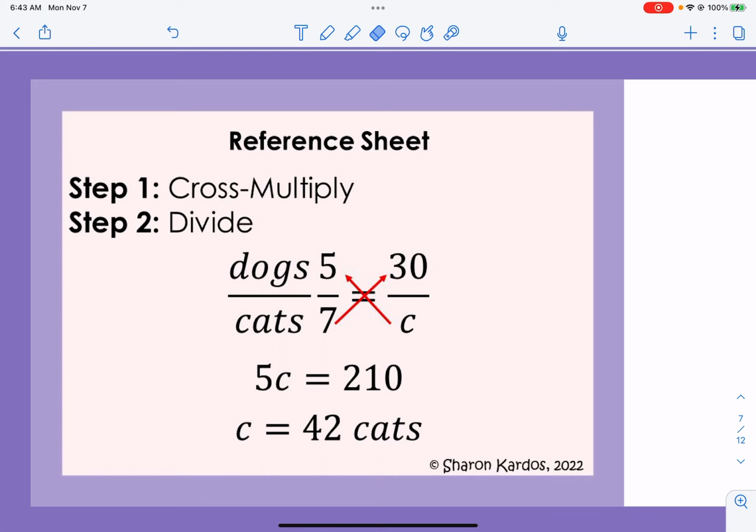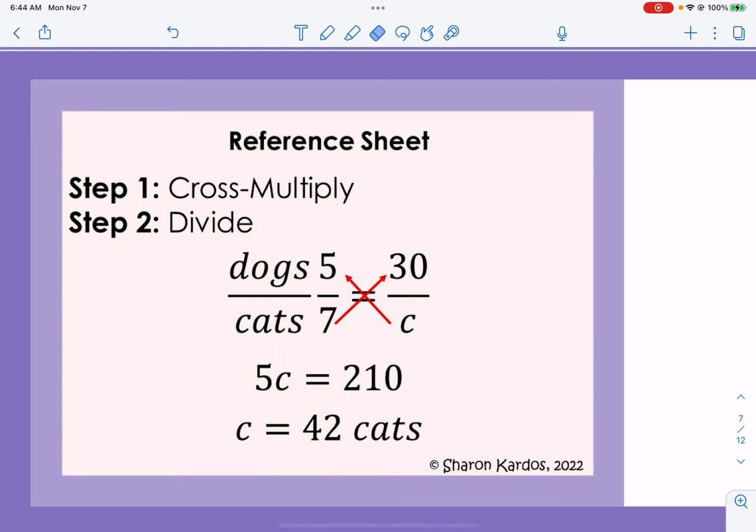So when we cross multiply 5 times C, we just get 5C. And when we cross multiply 7 times 30, we get 210. So that was step 1, cross multiply. And then step 2 is that you're just going to divide. Remember, you're going to put the 210 in the calculator first, and you're going to divide that by the 5. So the cats would be 42 cats. If there are 30 dogs, there would be 42 cats.